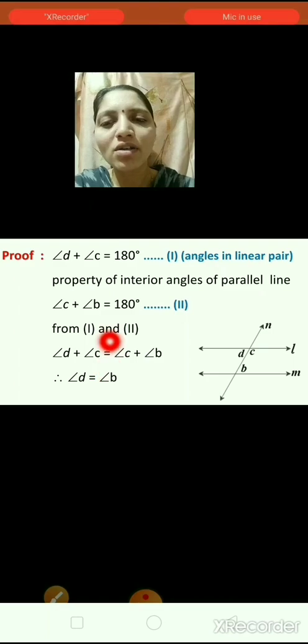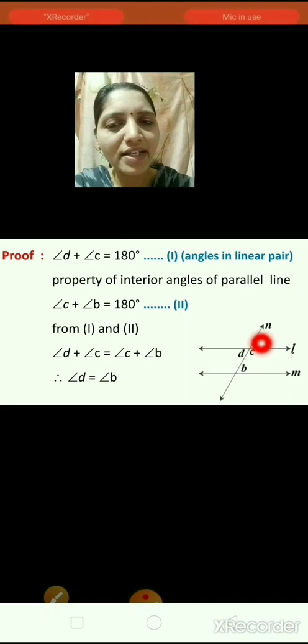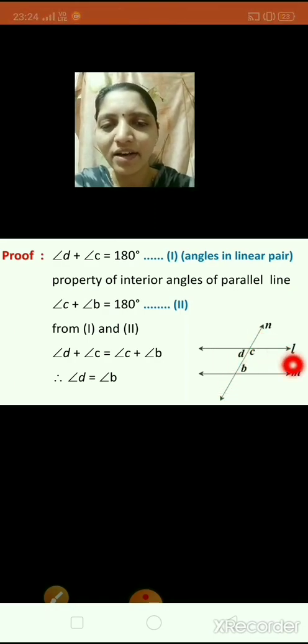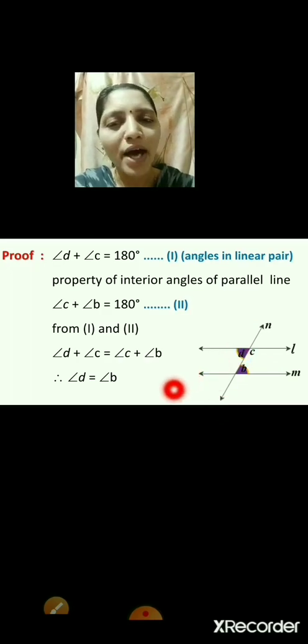Now because of property of interior angles of parallel lines, we can write angle C plus angle B is equal to 180 degree. Write this equation as equation 2. Now what is the property of interior angles of parallel lines? If the two lines are parallel to each other, then the interior angles formed because of these two parallel lines and their transversal will be supplementary. So that is called as property of interior angles of parallel lines.